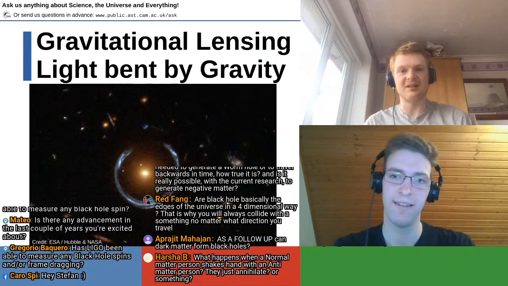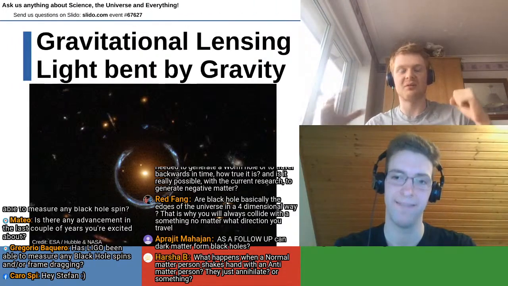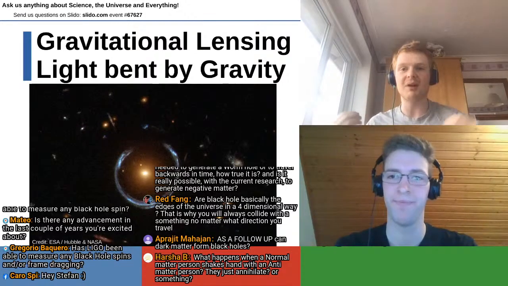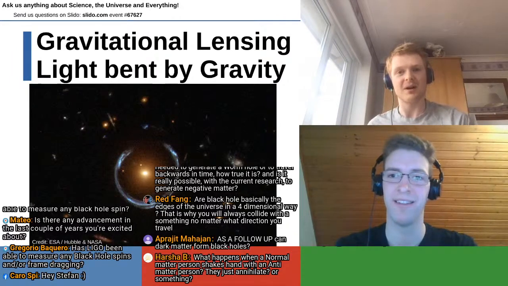To form these stars and stuff, you need some way of dissipating the energy, which is things colliding with each other. And dark matter doesn't collide. But certainly if dark matter went into a black hole that already exists, yeah, it would stay trapped there forever.